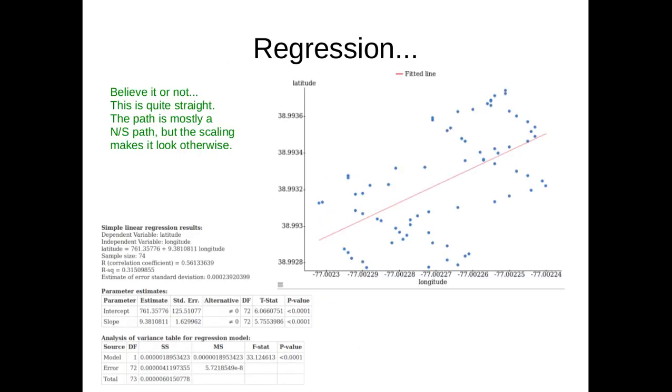Okay, so this is the same line that I've been drawing. It just looks funny because StatCrunch chooses its own x and y scales for you. And then this is the regression line.